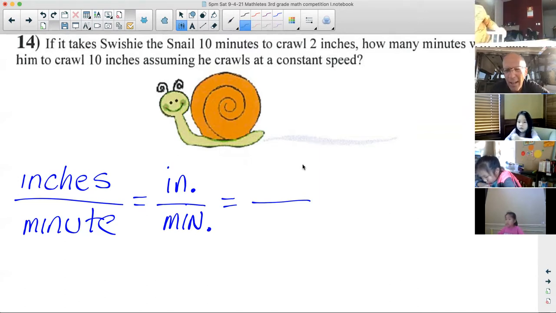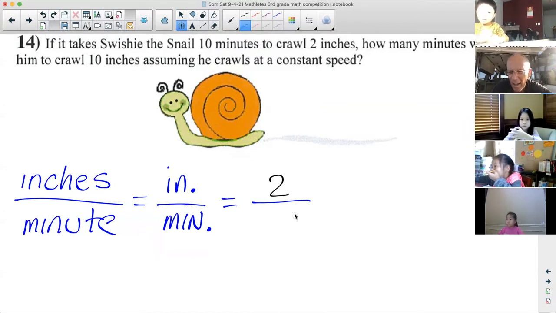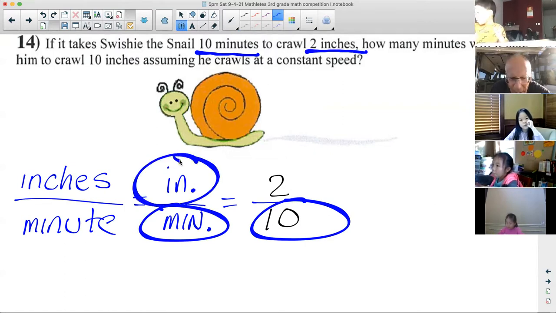Anyone want to take a shot? Come on, 10 minutes, 2 inches. Inches, minutes. What do you think, Jason? 2 hours. Yes, right. Everybody look at this. It says 10 minutes. So if we do minutes on the bottom, we write that it says 2 inches. So if we look at inches, we put 2 in the numerator.